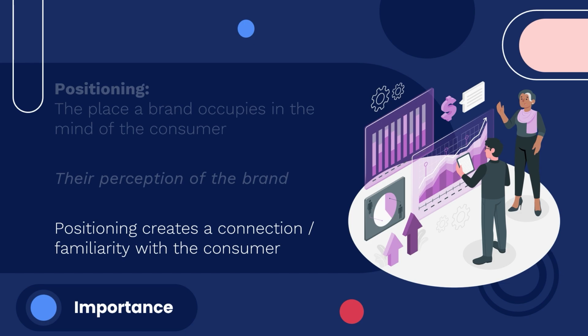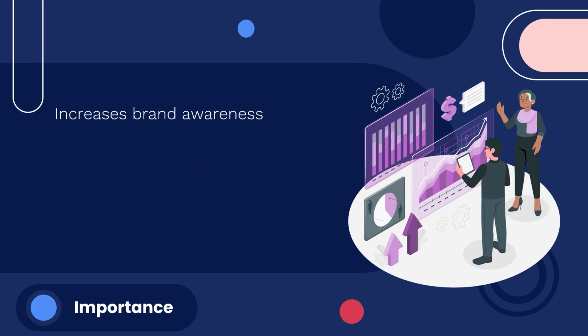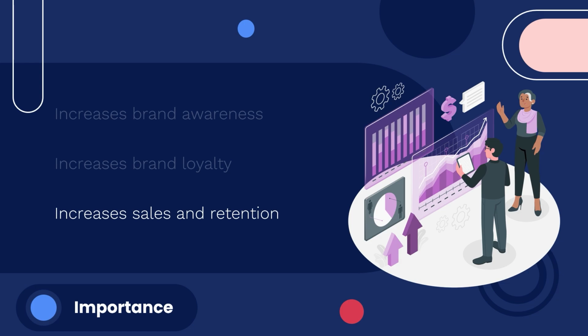Okay, so positioning can create a connection or familiarity with the consumer. It can also increase brand awareness and brand loyalty. And another benefit is that it can increase sales and retention. What that word retention means is keeping customers buying from you, right? So if you buy an iPhone and you hate it, you have issues with it or whatever, and you go to Samsung, that's bad retention. But if you get that iPhone and Apple does something to keep you there, then that's good retention. Okay, so that's the importance of positioning. It can help with all these things. It can help with brand awareness. It can help with people keeping loyal to your brand and keeping buying from you.